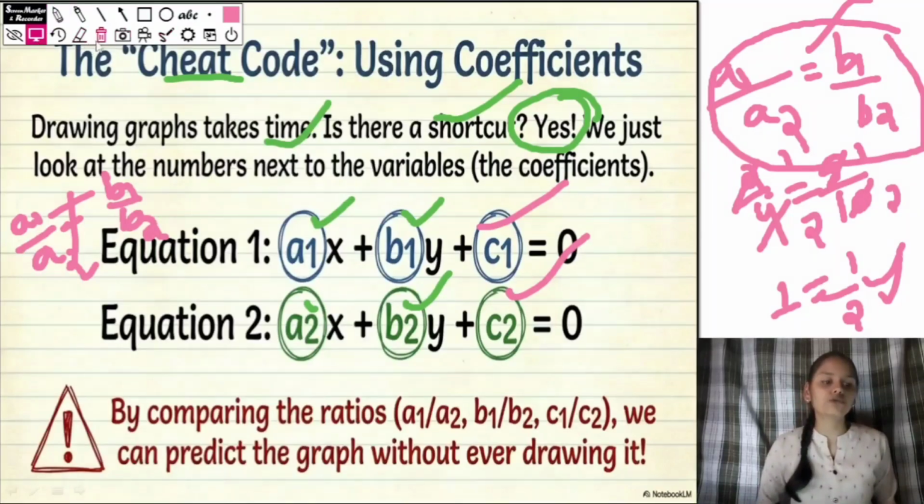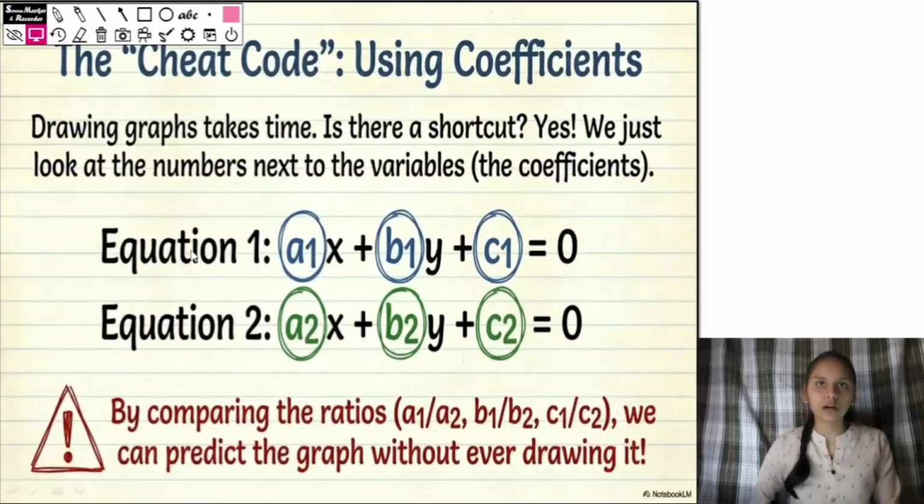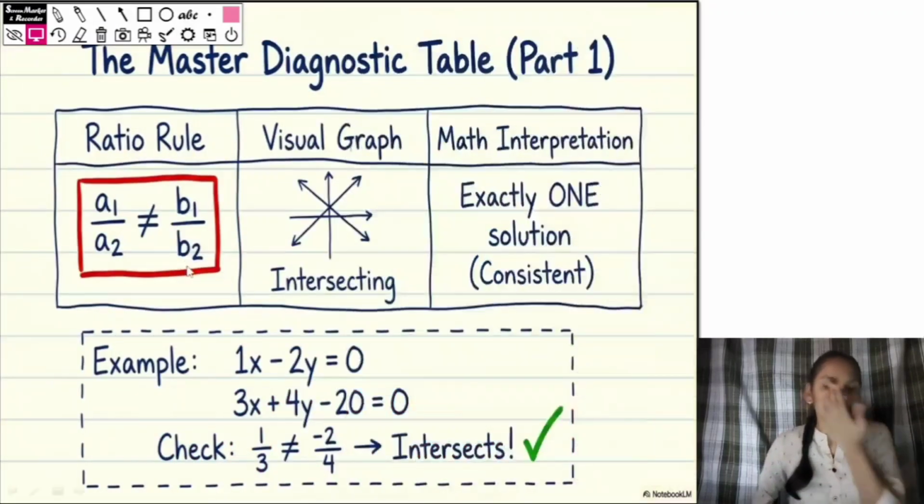So what can predict what? That is the question now, which matches the lines. If a1 by a2 is equal to b1 by b2, then what is it indicating? Is it intersecting? Is it coinciding? Is it parallel, right? What type of graph will I get? So let's see that.